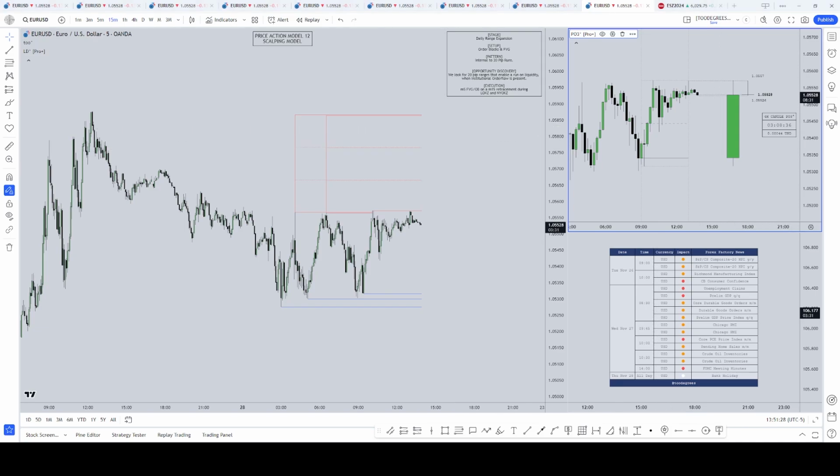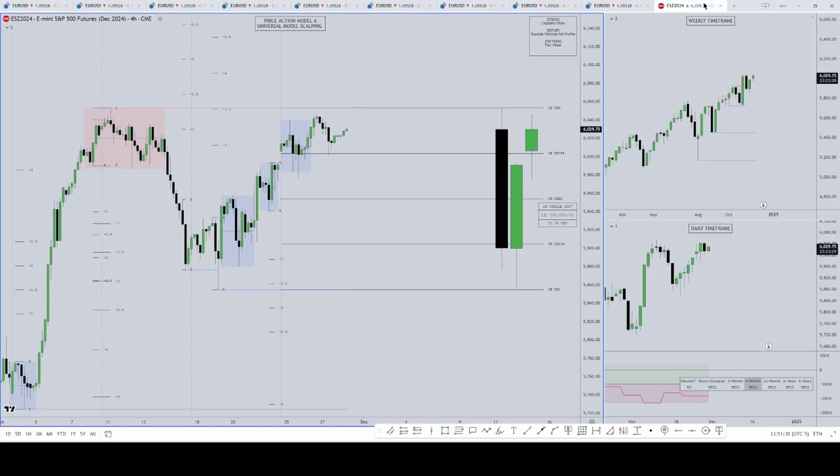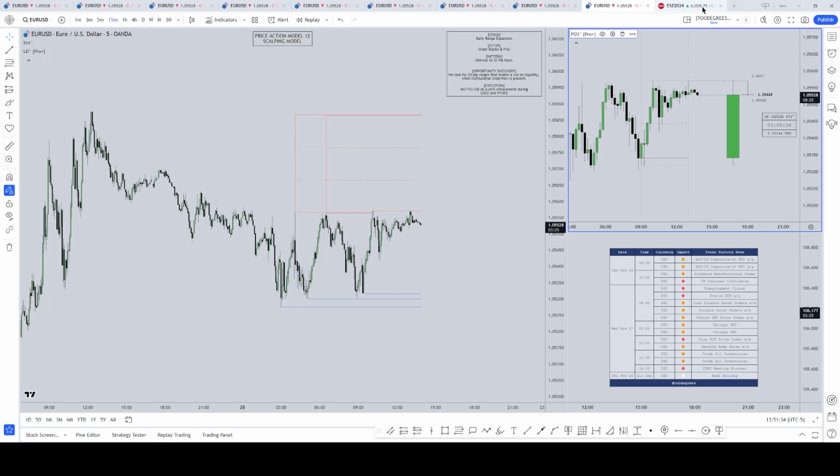Study, for example. Model 12. Do we have Model 12?